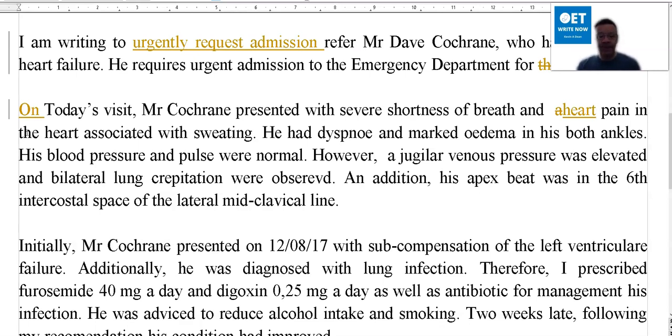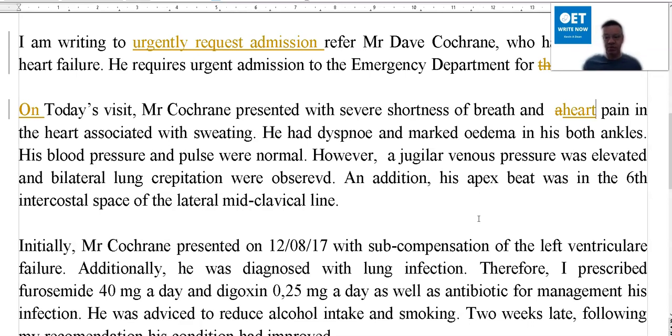So if it's a list of symptoms, you don't need all this. You could just do Mr. Cochrane presented with symptom, symptom. You could do it in that way. It's a list of nouns, noun phrases. Shortness of breath, heart pain, sweating, dyspnea, marked edema in both his ankles.